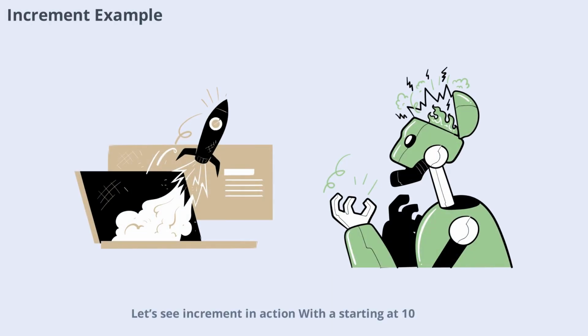With a starting at 10, using a++ increases its value to 11. This is especially useful when you need to count items, update scores, or move through a sequence. Incrementing is a basic operation that helps automate repetitive tasks in programming.